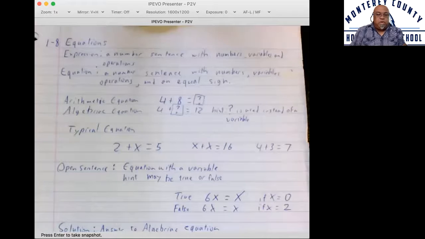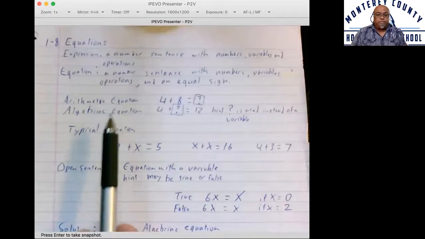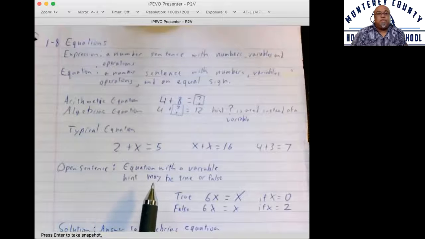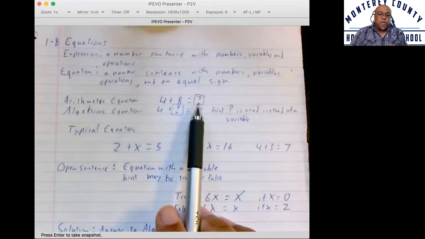Now, there are two basic types of equations that we will be going over. There's arithmetic equations and algebraic equations. An arithmetic equation is typically written like this. 4 plus 8 is equal to something. Then I use a question mark to represent the something that we don't know. Obviously, you can figure it out pretty simply.